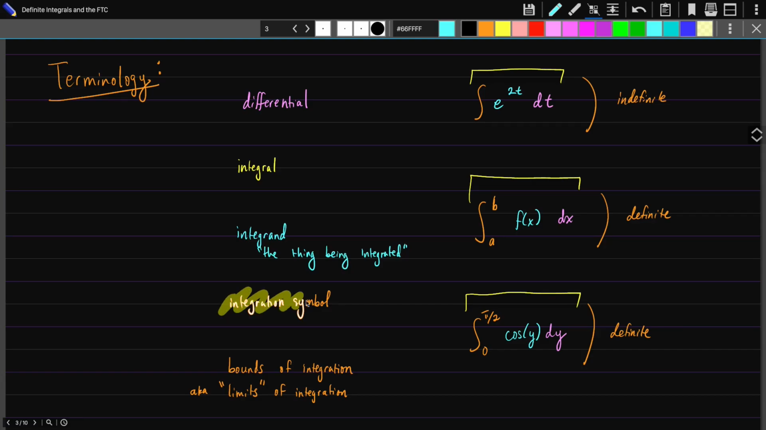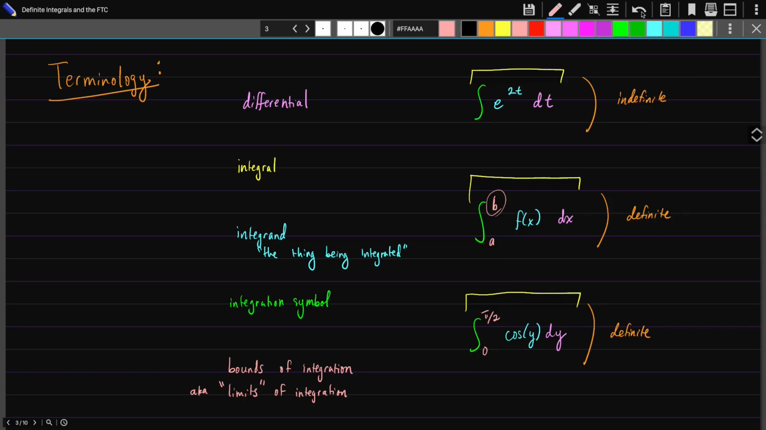The fourth part of these integrals that I want you to know the word for is the integration symbol. That's just this big long S here. The last thing that I want you to know is this term called the bounds of integration. So this only applies to definite integrals, and it's these numbers here.